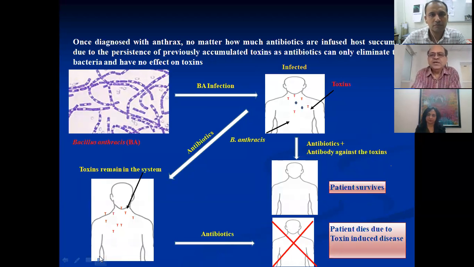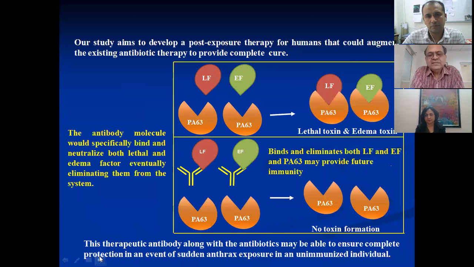So this is what we suggested, that toxin and bacteria both are present. Bacteria can be killed by antibiotics, but toxin cannot. Toxin can still kill the person, and therefore antibodies are needed. That's what we did in the next slide.